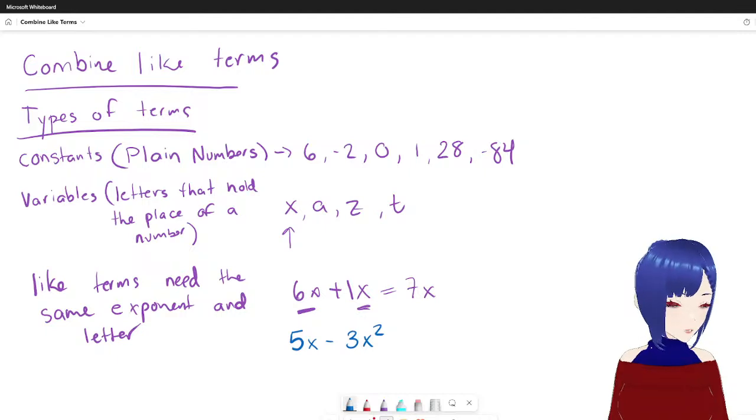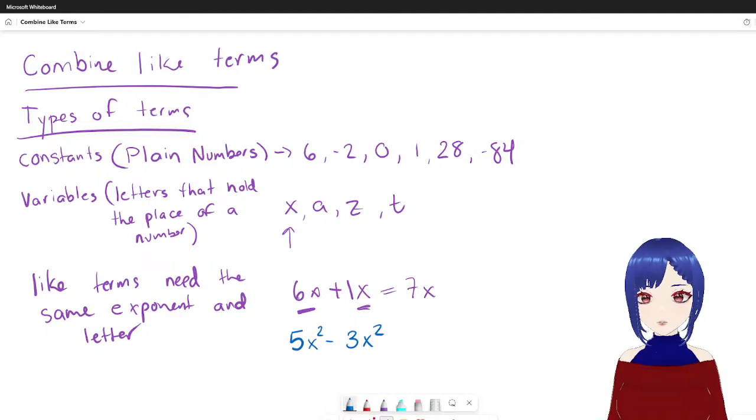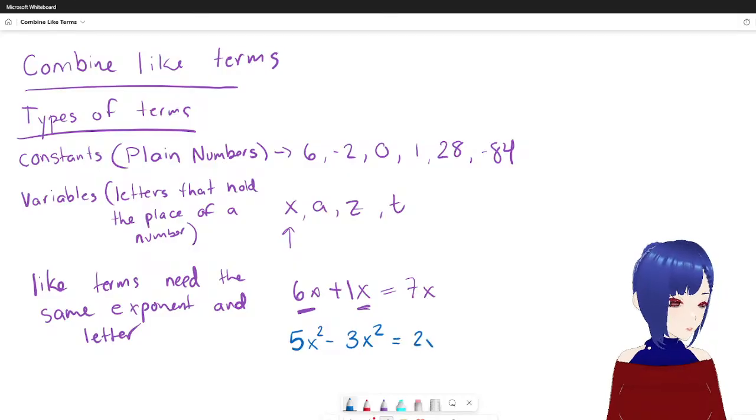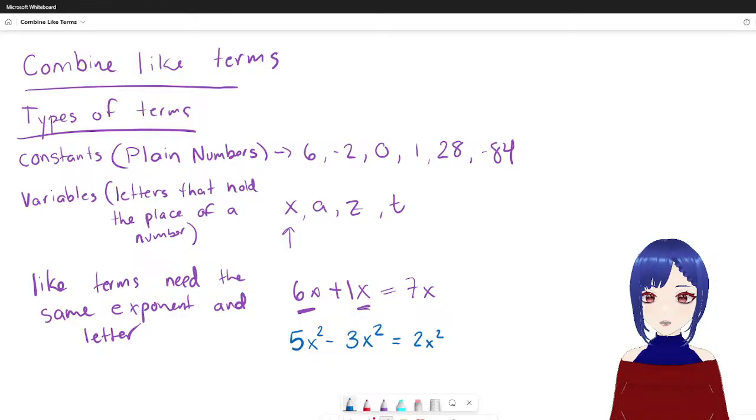However, if I had 5x squared minus 3x squared, that would be the same type of exponent, so it would work. We could combine them. 5 minus 3 is 2, so that would give me 2x squared. So here we have the same letters and the same exponents, and that allows us to combine these terms. So I'm just kind of going through this, because this is going to be a longer explanation.